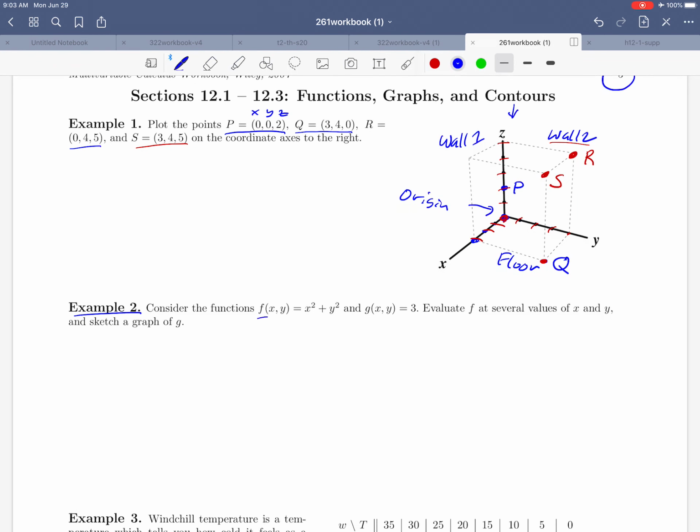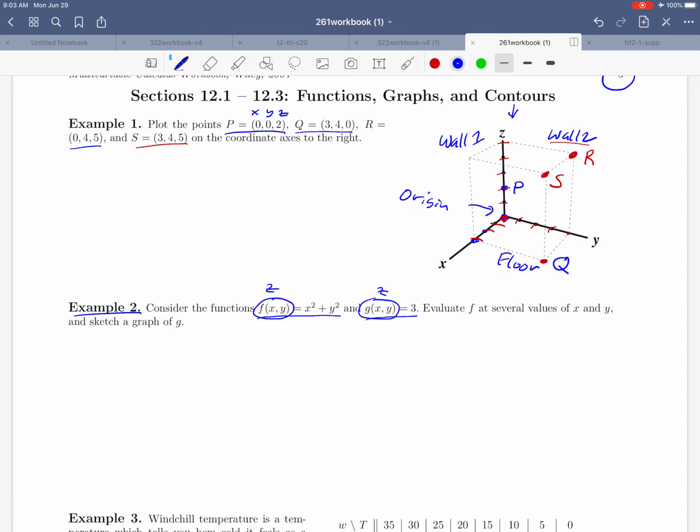They're giving us a function f of x y equals x squared plus y squared, and g of x y equals 3. The thing to notice about these functions is that they have 2 input variables, x and y. And for the output variable, generally, we give outputs the name z, so there are actually 3 variables involved in these functions, x, y, and z. Okay, now let's see what they want us to do with these functions.